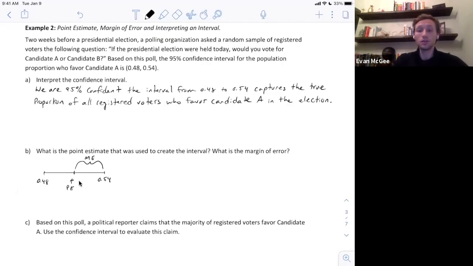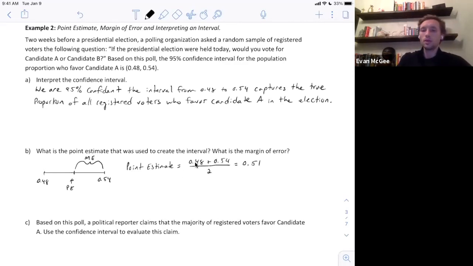As we saw earlier in the video, this picture might help clarify. They tell us that the confidence interval goes from 0.48 to 0.54. So the point estimate will be the middle or the center of this interval. The margin of error is this distance here, which is the same as this distance here. So find the midpoint and then find the distance from here to here, and that will answer both the point estimate and the margin of error.